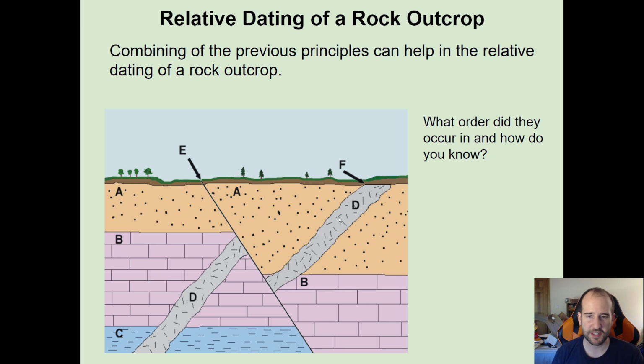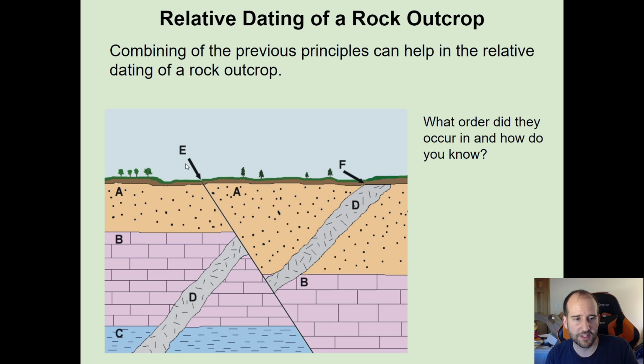And then the idea is how to put them in order. If you look at it, this is what you would actually draw if you were out there. The first thing that stands out, at least to me, is that E cuts everything in half. And that's a pretty continuous cut, so that's probably the most recent thing. E would be the only thing that can take two rocks and shear them apart like that, probably an earthquake.